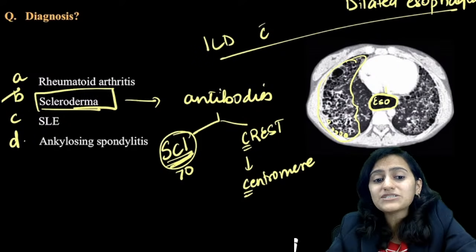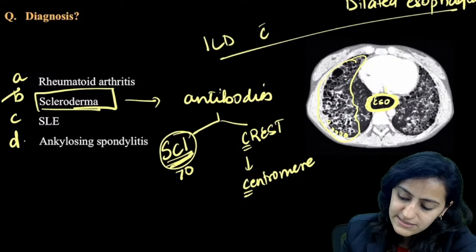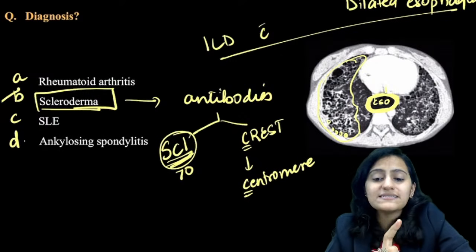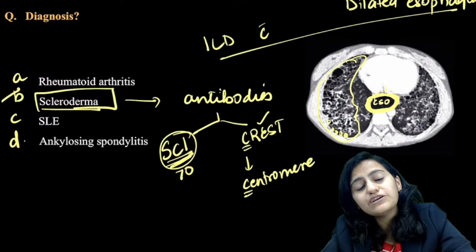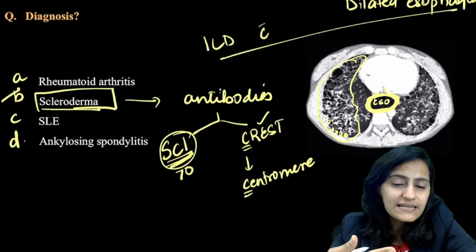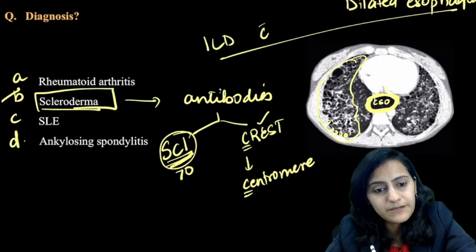Okay. This is not rheumatoid arthritis because the dilated esophagus is the clue here to help you identify that this is scleroderma. Esophageal dysmotility is a feature of scleroderma. So when you have ILD pattern with a dilated esophagus, think of scleroderma. Okay, think of scleroderma, right?